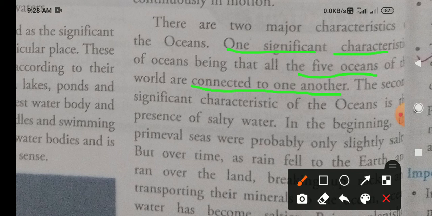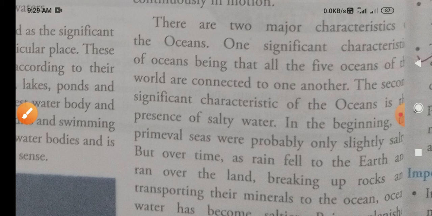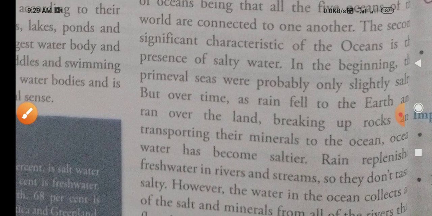That is one of the ways you can recognize the ocean. They are connected. Another significant characteristic of the ocean is the presence of salty water. I think all of you might have tasted the water in the sea or ocean. How does it taste? It tastes salty. So the salty water and their interconnectivity are the important characteristics of the ocean.